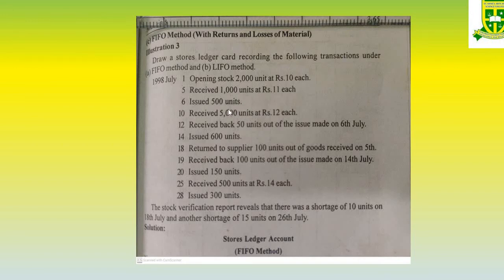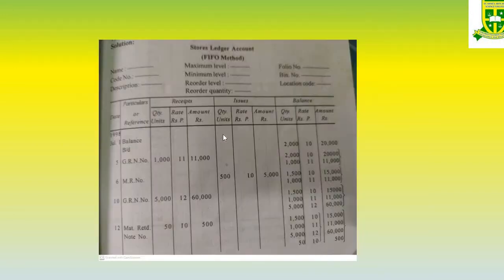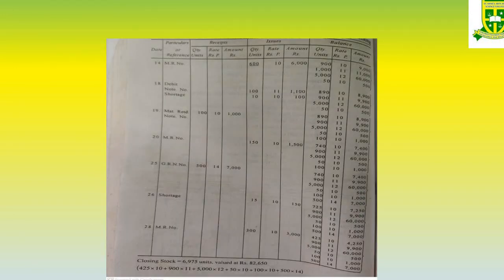Receiving back on 14th July. On 14th July we issued 600 units, so from 14th July only they are returning back. On 14th July you made a rate of 10 which has to be returned. So 100 units. What is the rate to be followed? The date has been given. Whatever date you have specified, that rate has to be taken. So 100 into 10, 1000 is coming back to the concern.